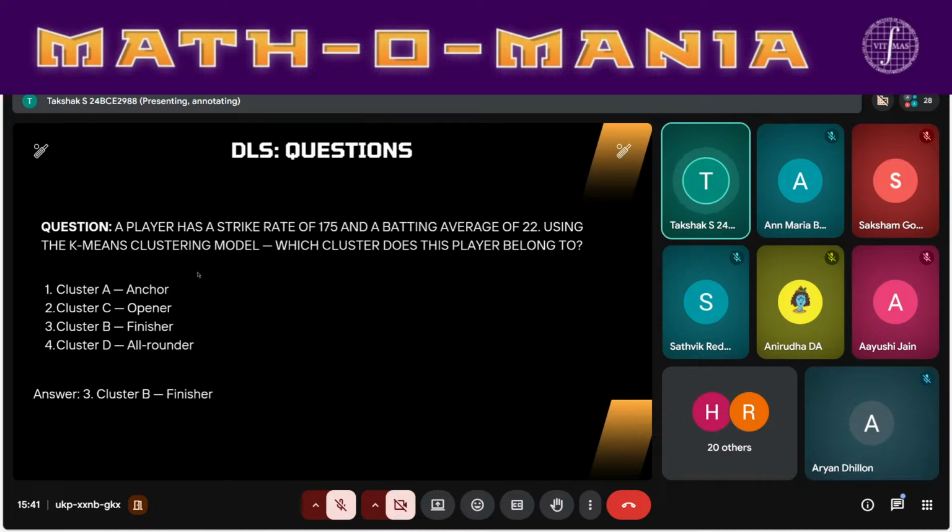Yeah, he's a finisher because he has an explosive strike rate of 175 and he has a very low batting average of 22.